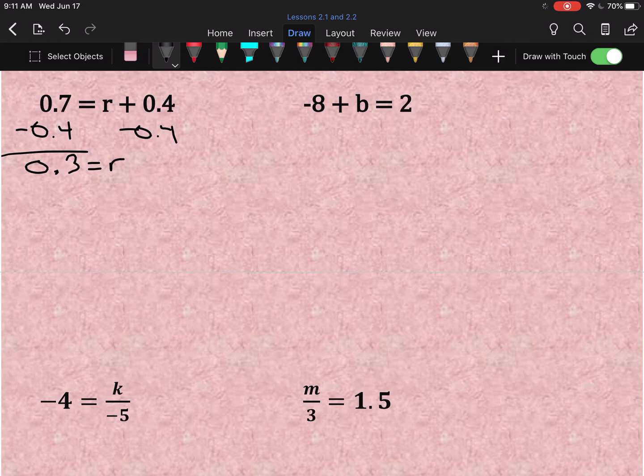This next problem says addition, but it's a negative 8 that we're moving across the equal sign. Because it is a negative number, we have to add it to cancel it out. Negative 8 and 8 makes 0, so b is alone like we want it to be. 2 plus 8 is 10.